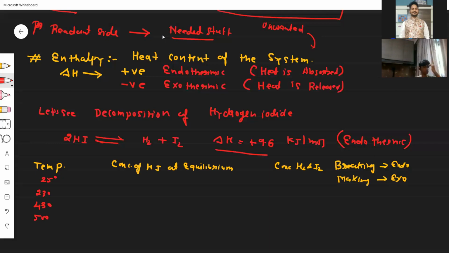I'm talking about only this particular reaction. I'm not talking about the overall, because it varies from reaction to reaction. Whether the reaction is exo or endo, depending upon the reaction, it is going to vary.